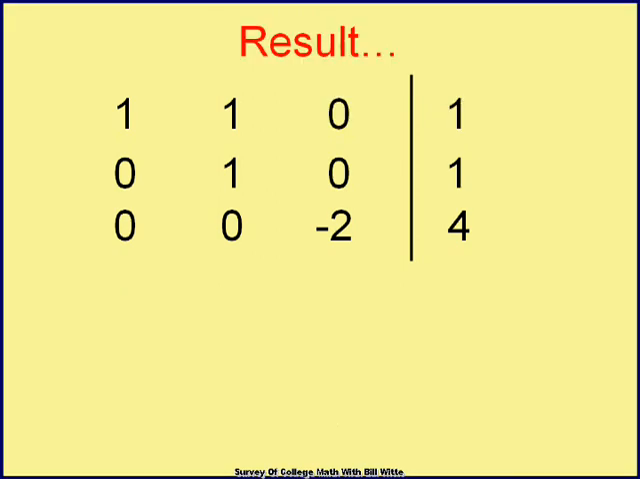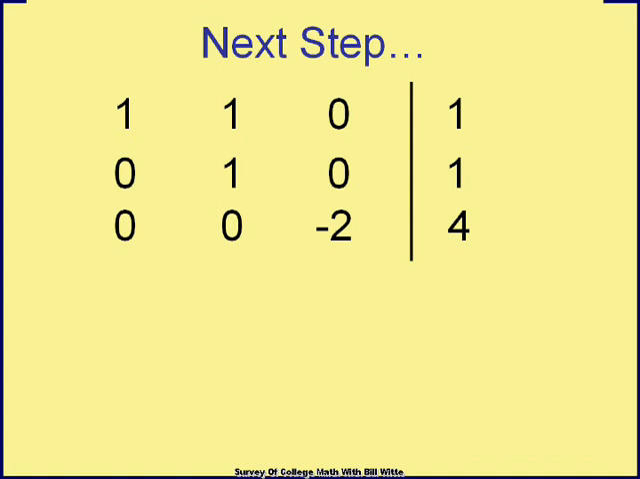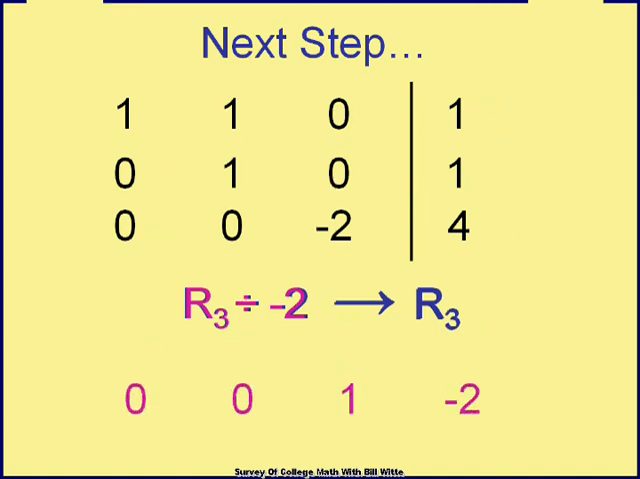Now I'm looking good. I'm getting there. Now let's create a 1 in the bottom right. Once I have a bunch of zeros, I can start working on 1s. I'm going to divide row 3 by negative 2 and replace row 3 with that. Row 3 divided by negative 2: 0 divided by negative 2 is 0, 0 divided by negative 2 is 0, negative 2 divided by negative 2 is a positive 1. And of course your 4 divided by negative 2 is negative 2. And what are we going to do? Replace row 3 with that. And look at that 1. You love that 1 in the diagonal 1's position.